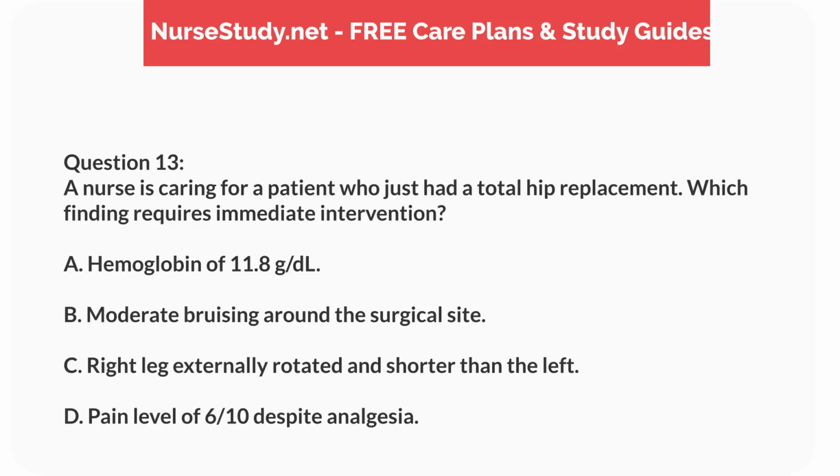Question 13. A nurse is caring for a patient who just had a total hip replacement. Which finding requires immediate intervention? A. Hemoglobin of 11.8 grams per deciliter. B. Moderate bruising around the surgical site. C. Right leg externally rotated and shorter than the left. D. Pain level of 6 out of 10, despite analgesia.